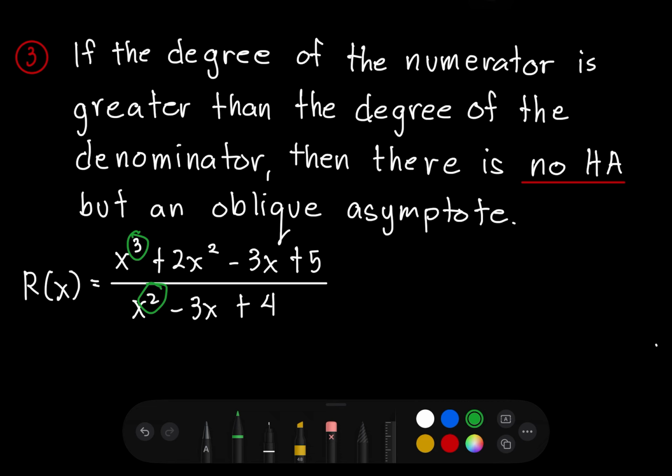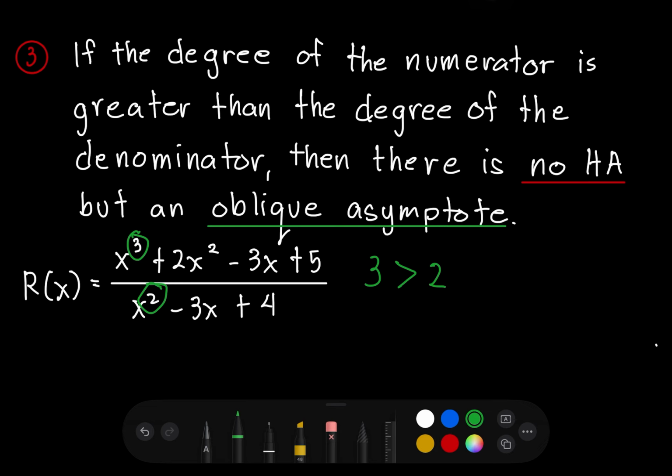So, if that is the case, we know that the degree on top is greater than the degree on the bottom. Which means, mas malaki yung degree ng nasa taas compared to nasa baba. Okay? And if that is the case, we don't have a horizontal asymptote. But, it says here, we have an oblique asymptote. Wala tayong horizontal asymptote, but we have an oblique asymptote. Now, paano ba natin sinasolve yung oblique asymptote na yan?